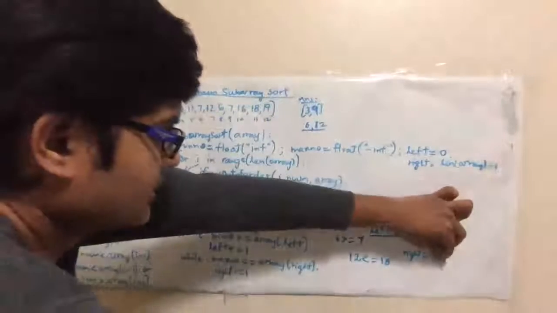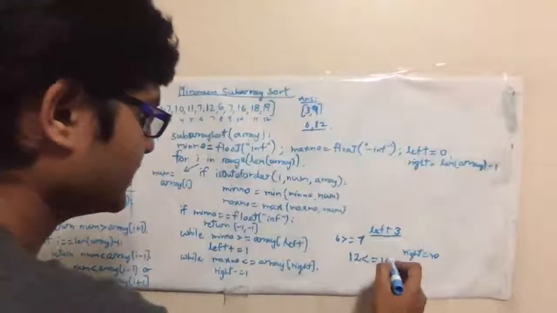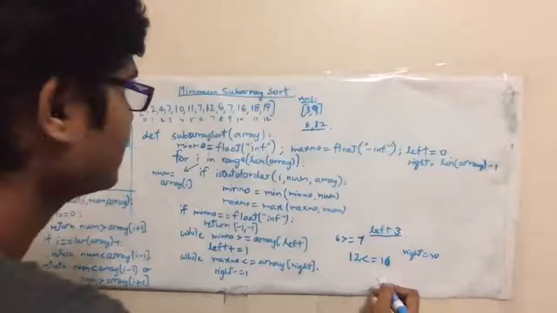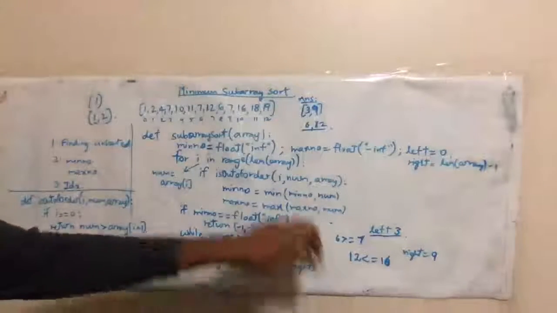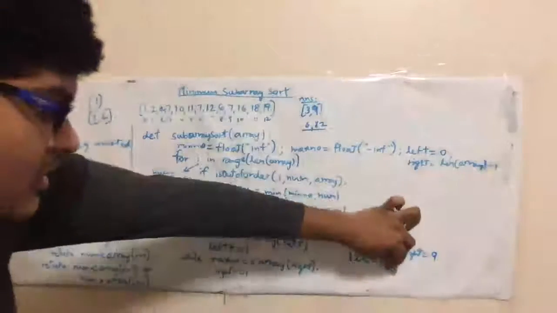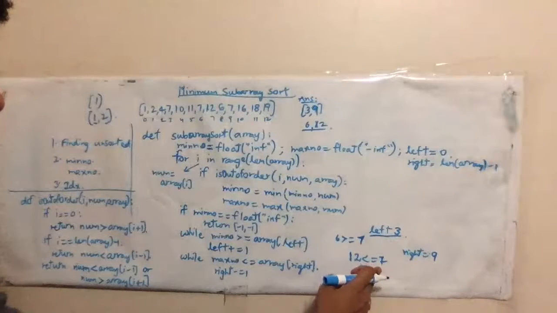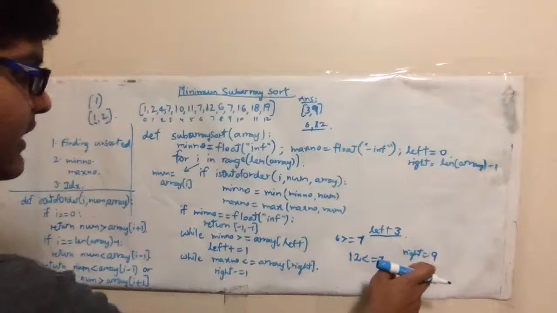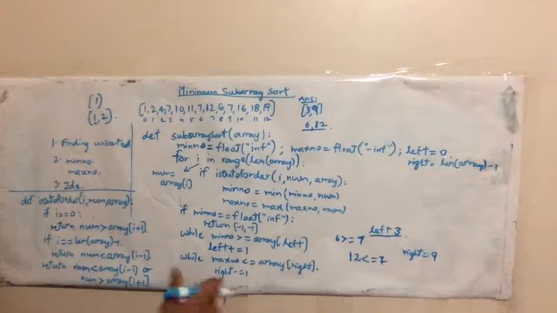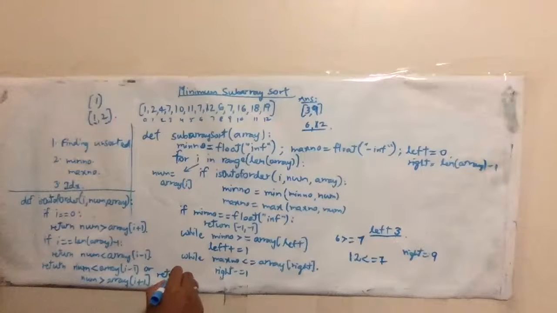So it will become 10. It goes to 16, and 16 is still bigger than 12. So this will become 9. Then it will come to 7. 7 is not greater than 12. So at this moment we are left with the right index as 9. So these are the elements, we just need to return these, in a list, the left and right.